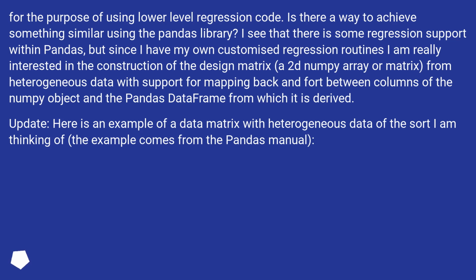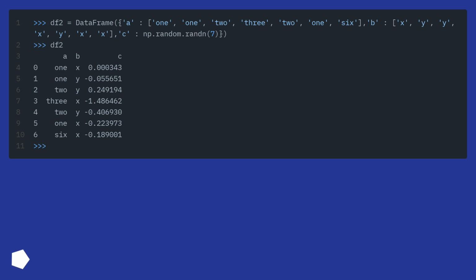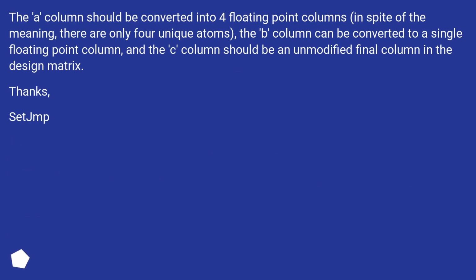Update: here is an example of a data matrix with heterogeneous data of the sort I am thinking of. The example comes from the Pandas manual. The A column should be converted into 4 floating point columns. In spite of the meaning, there are only 4 unique atoms. The B column can be converted to a single floating point column, and the C column should be an unmodified final column in the design matrix.